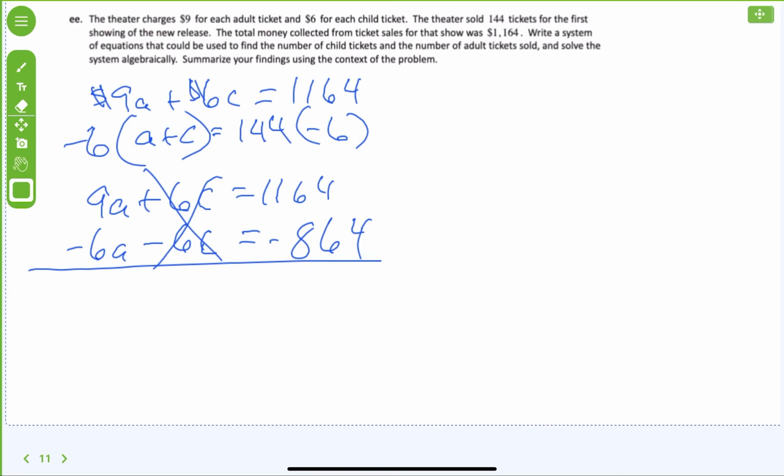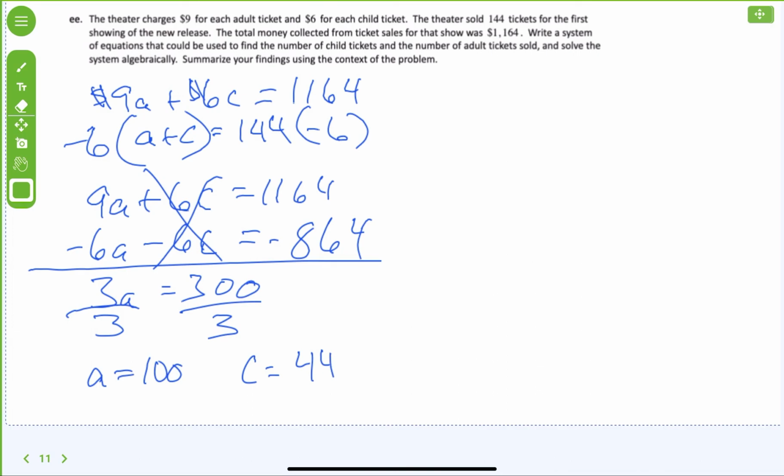Done away with. 0C, we don't care about it. We are left with 3A is equal to, what's that? 300. Divide by 3, divide by 3. A is equal to 100. Well, if A is equal to 100, C has to be 44 because we have a total of 144 tickets sold. There you go.